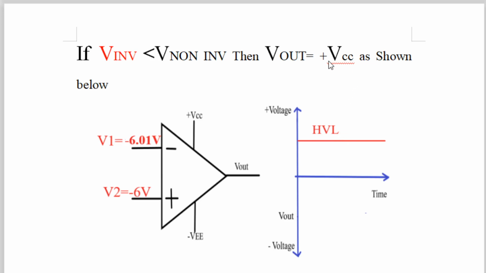HVL equal to plus VCC. So these two blocks are very important of the basic op amps as a comparator, open loop comparator.